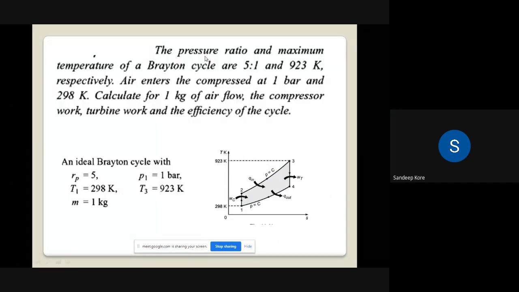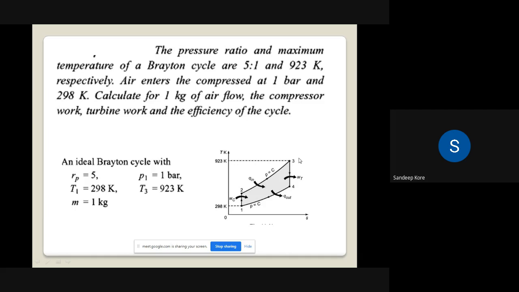The pressure ratio and maximum temperature of a Brayton cycle are 5:1, which is the pressure ratio, and 923 Kelvin is the maximum temperature in the cycle. Air enters the compressor at 1 bar and 298 Kelvin. Calculate, for 1 kg of airflow, the compressor work, turbine work, and efficiency of the cycle. So this is the problem statement we have been given.